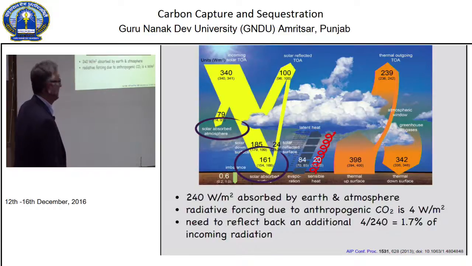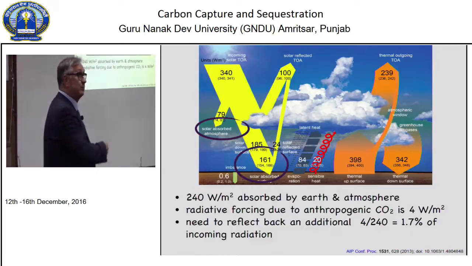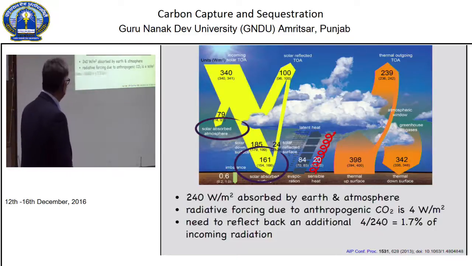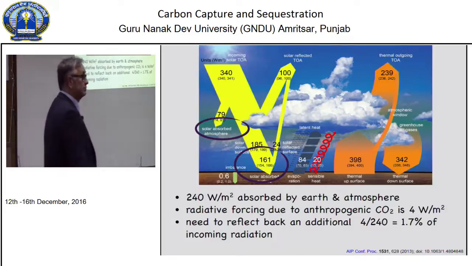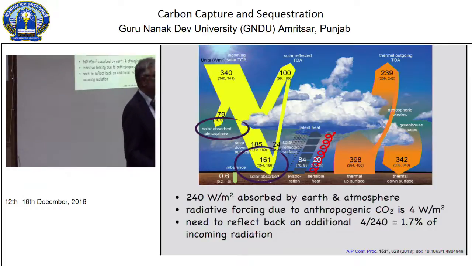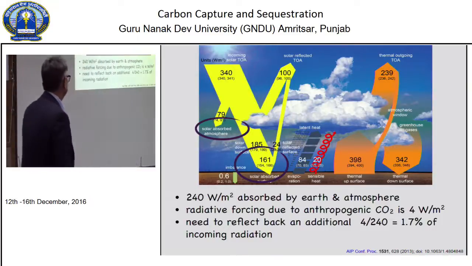Radiative forcing due to anthropogenic CO2. We saw that exciting experiment in which that was actually measured. Turns out to be 4 watts per meter squared. So if I want to mitigate the heating from that, then I need to reflect this much back, or 1.7% of the incoming radiation. So it turns out that's a big number. To put a sunscreen out in space that blocks 1.5% of the sunlight is no easy feat.